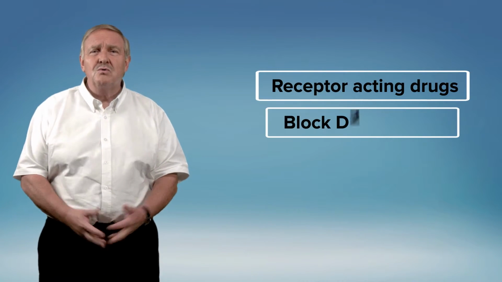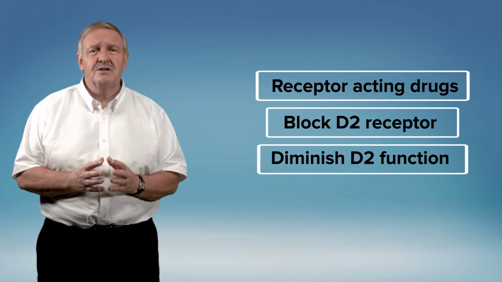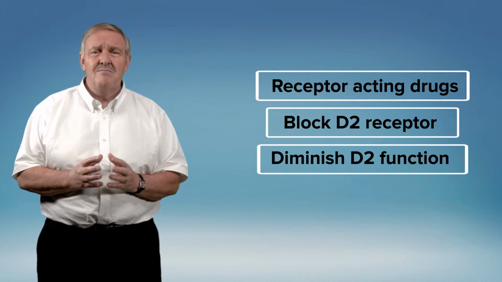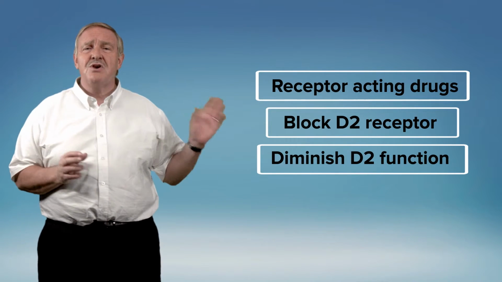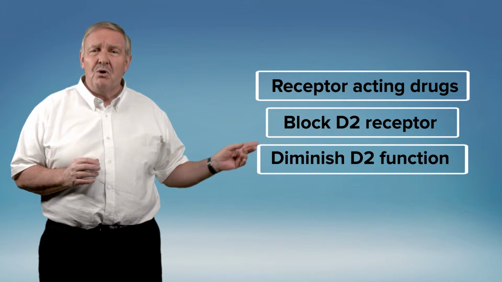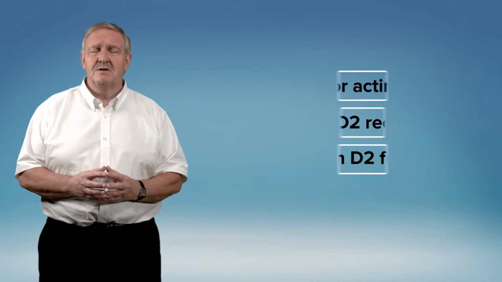It's currently the case that all drugs in use today in the treatment of psychosis, such as schizophrenia and mania, are receptor-acting drugs that act to diminish dopamine neurotransmitter function through blocking the dopamine D2 receptor.